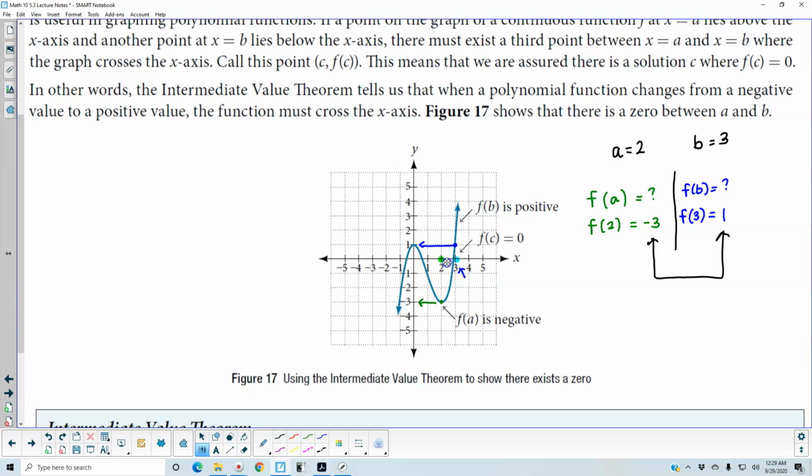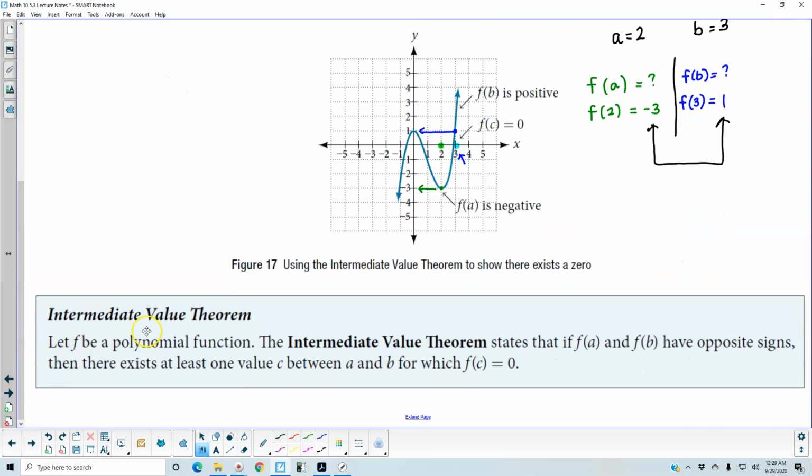And so because the output here is negative and the output here is positive, that means in between 2 and 3, it has to cross through the x-axis, which means there's a value that we call c that is going to be in between 2 and 3. And that's why they call it the intermediate value theorem. And it only happens when you have an output of a negative that moves to an output of positive.